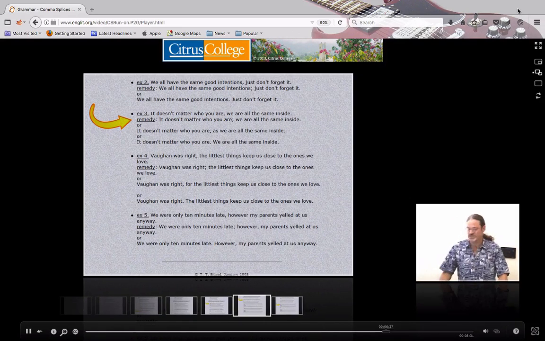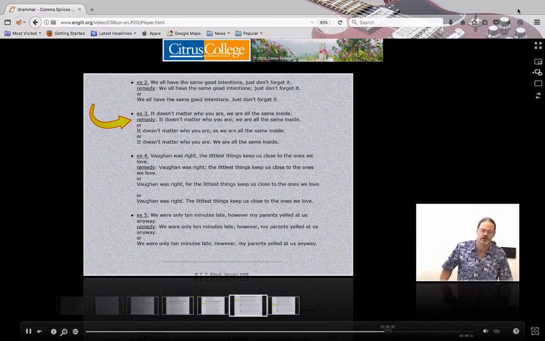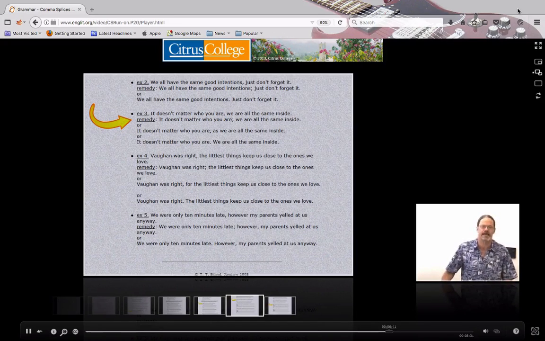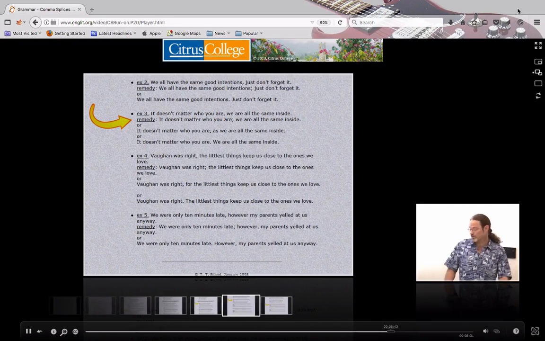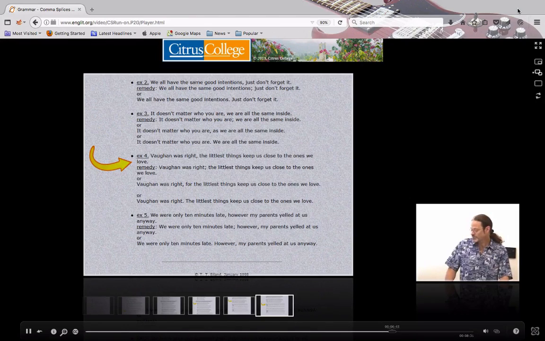Sometimes you make a commentary about what an author said, and then you tell me what they said. Again, separate that with a semicolon or a period. Vaughan was right, semicolon, the littlest things keep us close to the ones we love, or Vaughan was right, comma, for the littlest things keep us close to the ones we love. The important thing here is that when you're creating sentences, you should have a general idea what a complete sentence is. And practicing, writing, reading is going to help you on all those things.